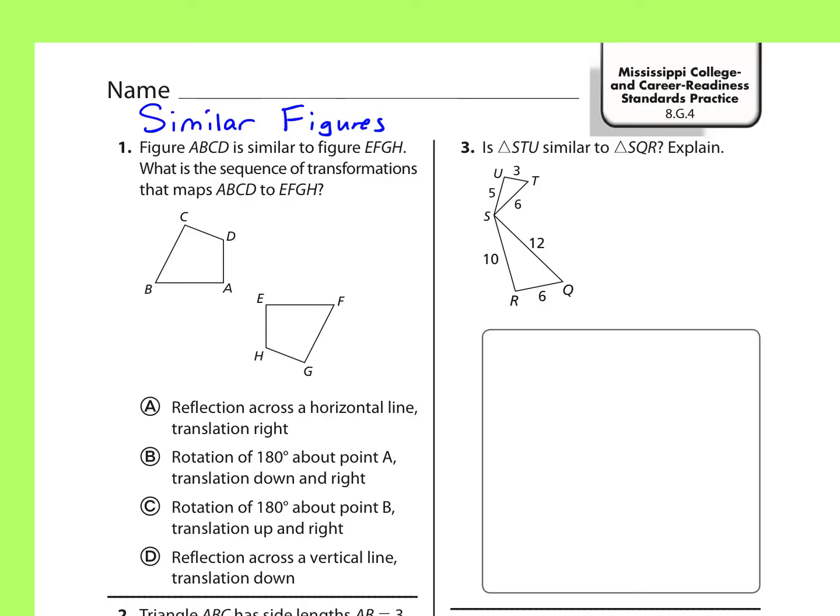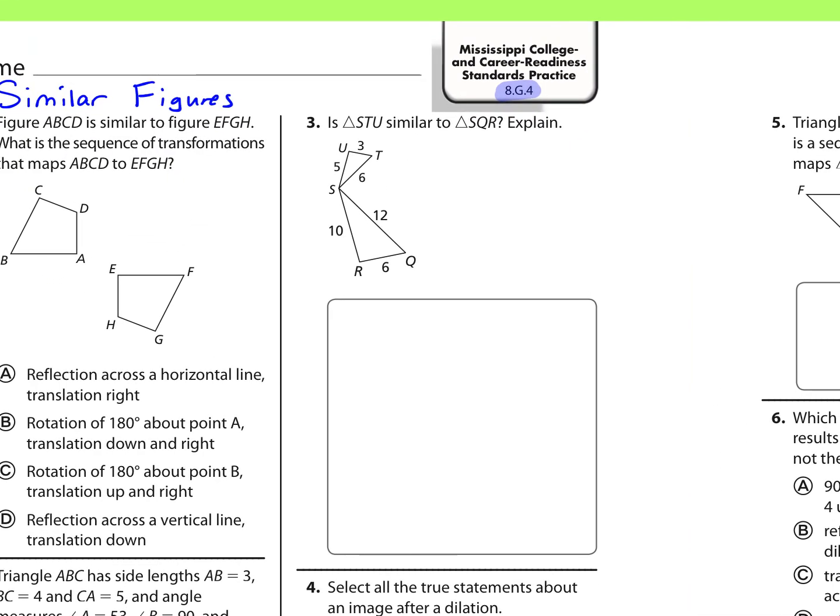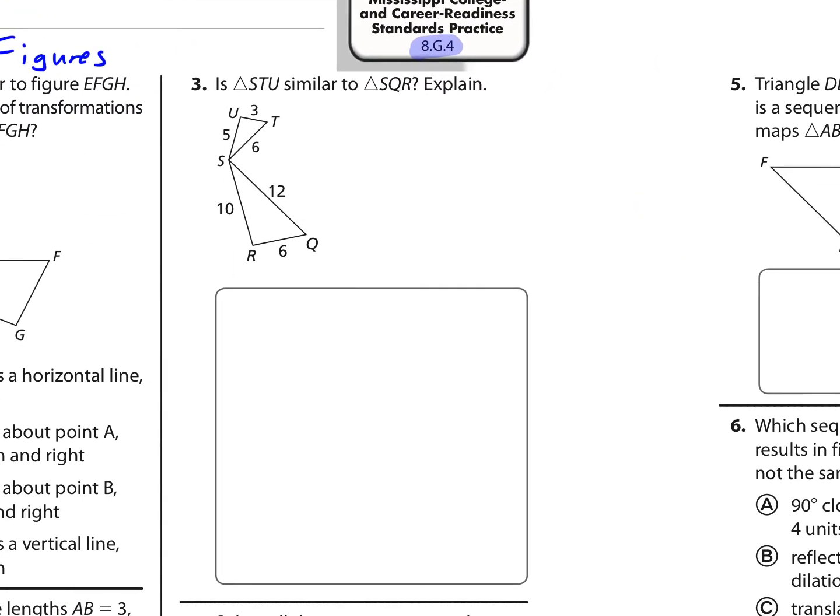Standard 8.G.1-4 is just about similar figures. We'll start with number 3. Is triangle STU similar to triangle SQR? Well, let's take one side at a time. ST to SQ. It goes from 6 to 12. It looks like it's multiplying by 2. Then we have TU to QR. It goes from 3 to 6. Once again, we're multiplying by 2.